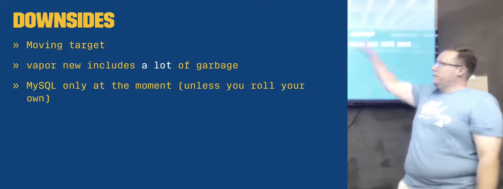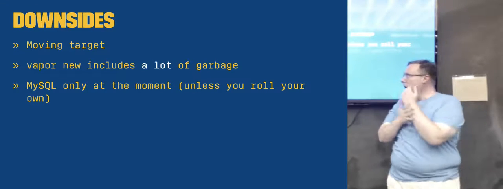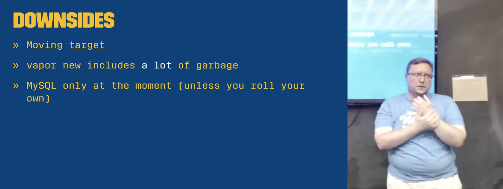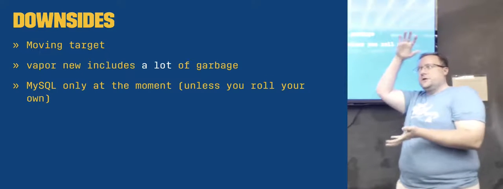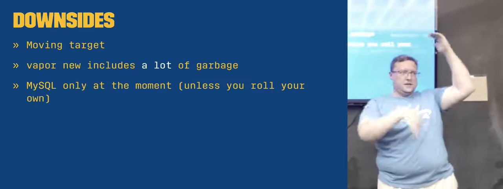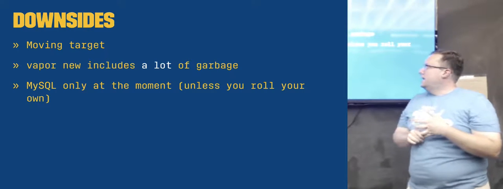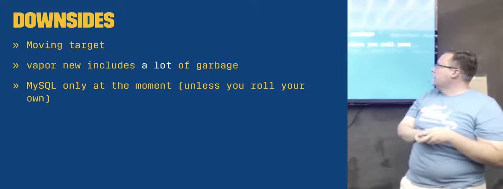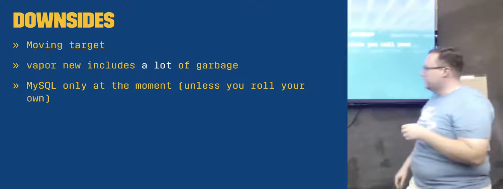One of the downsides is when you Vapor new, because it has a generator for a project, kind of like Rails new, it includes a lot of boilerplate crap, because they're treating the newly created application as sort of documentation in and of itself, so it includes lots of the features and everything else, so you have to wipe all that out if you actually want to be productive with it. As I mentioned earlier, it is MySQL only at the moment, unless you want to roll your own persistence, which I was in a hurry, I didn't feel like doing that.